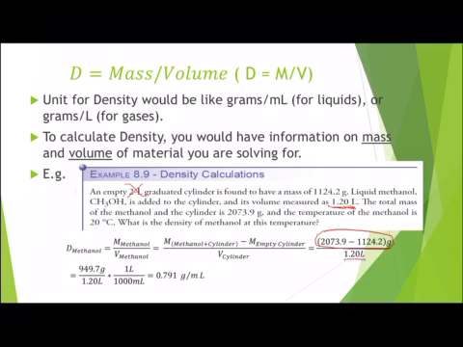The way I wrote back here in the equation, I stressed that the mass, based on how it's done, is the methanol plus the cylinder minus the mass of the empty cylinder. The volume, I should have said it better, is actually the cylinder reading, not the cylinder volume itself, right? So then you have mass over volume.